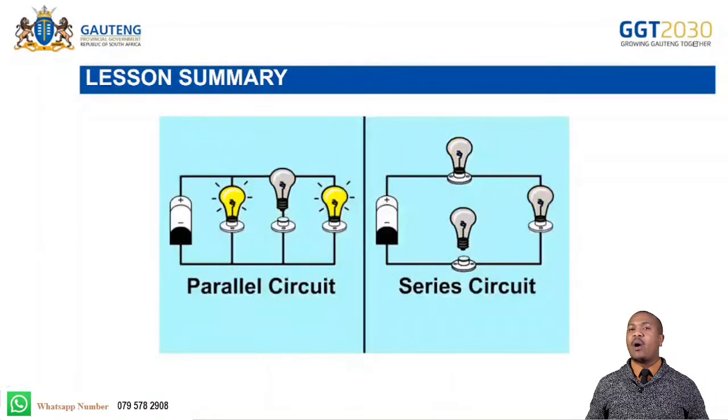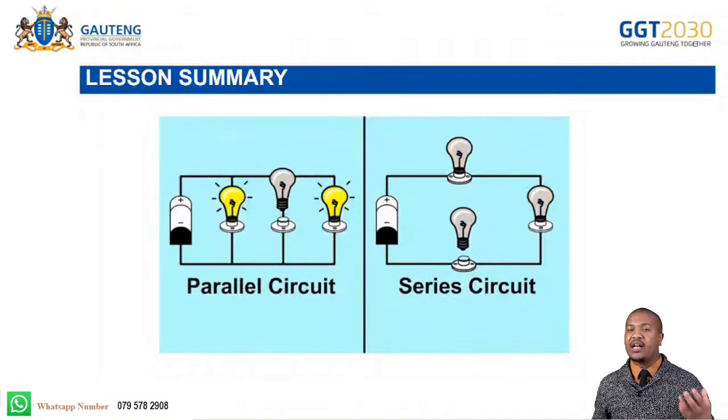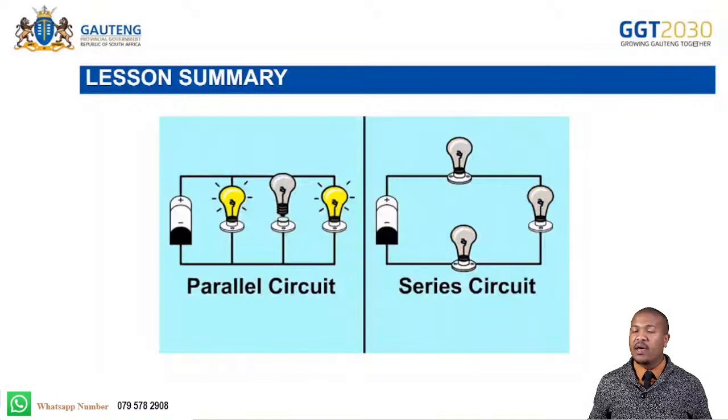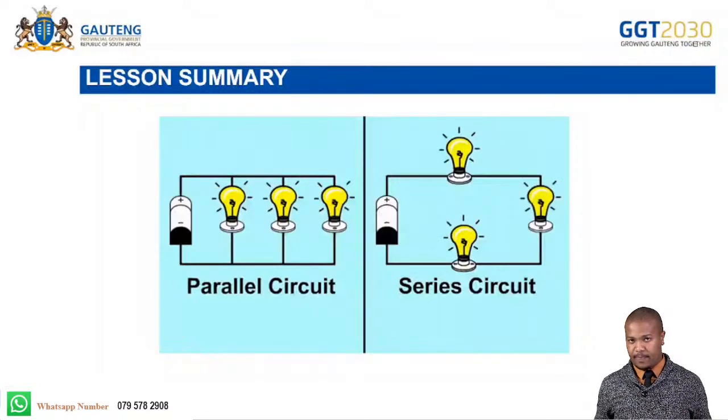Our houses use parallel circuit connections because of such an advantage, where you are able to switch on the lights in the sitting room and switch off the lights in the kitchen concurrently.